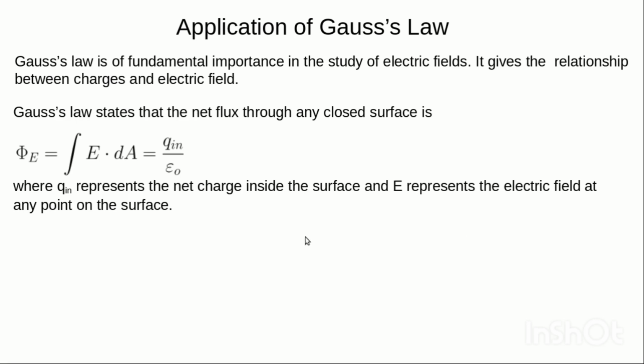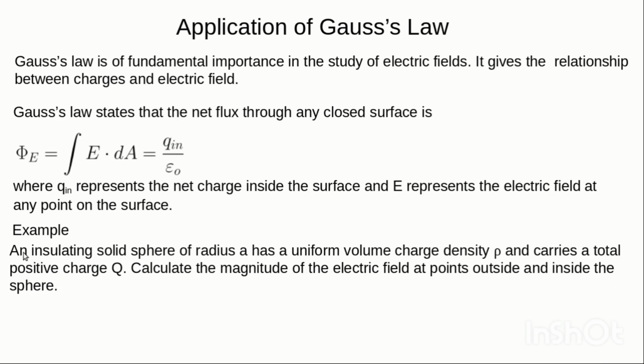Okay, so let's take a typical example of how we can apply this formula in solving a real life problem. So we have a problem of this form. An insulating solid sphere of radius a has a uniform volume charge density ρ and carries a total positive charge Q. Calculate the magnitude of the electric field at points outside and inside the sphere.